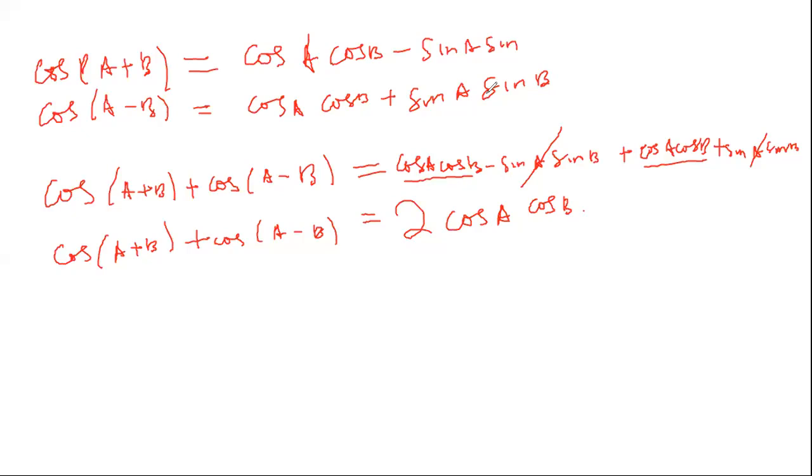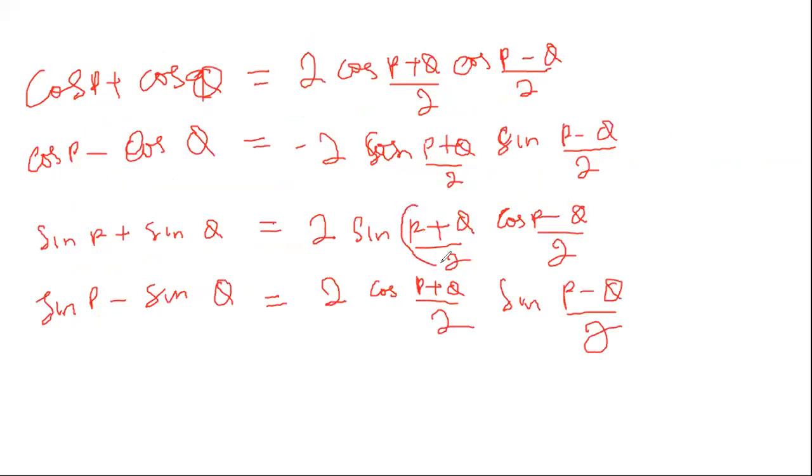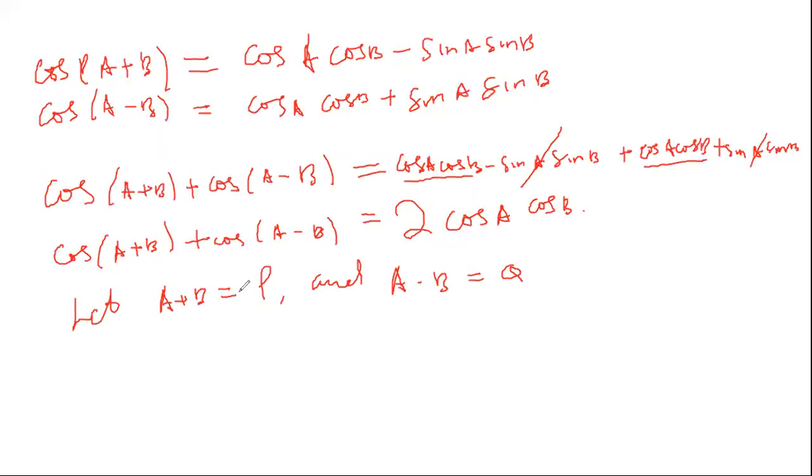Now we are going to let A plus B be equal to P, and A minus B be equal to Q. So remember, in our formulas, at first the one we stated here, we have P plus Q and then P minus Q. So we are going to create that.